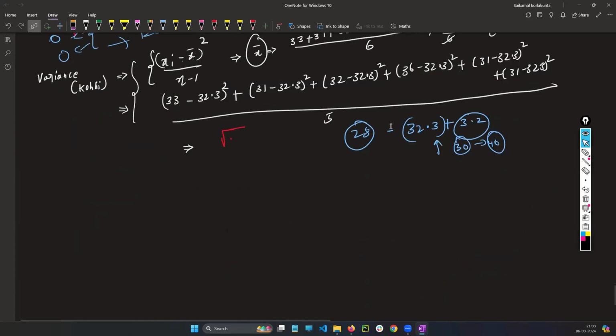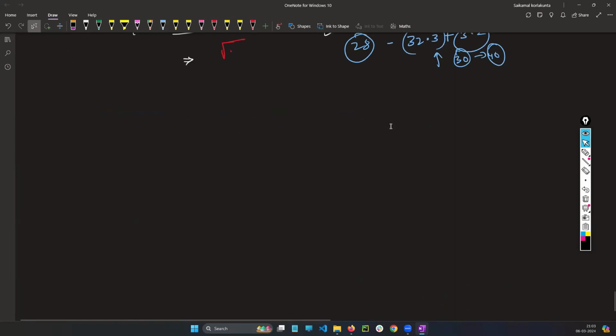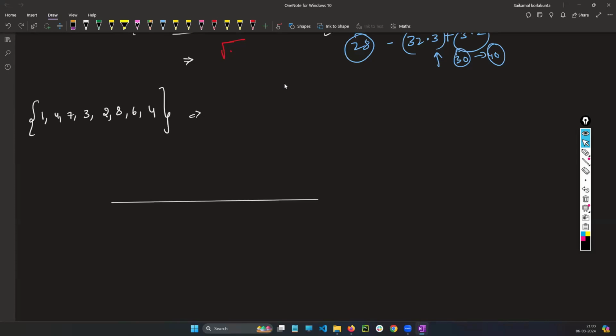So how will the standard deviation be noted down? For example, I will take some values here. For example, I am taking 1, 4, 7, 3, 2, 8, 6, 4. If anybody asks you, don't go with the variance. Variance is useless. Go with the standard deviation. How will the standard deviation curve come?